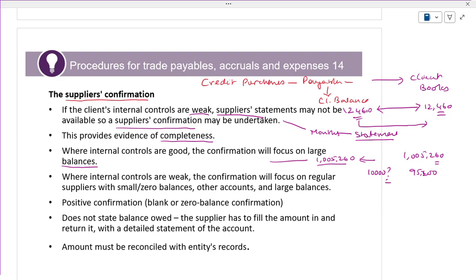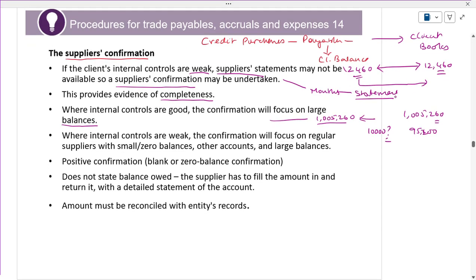When internal controls are good, the confirmation focuses on large balances. Where internal controls are weak, the confirmation focuses on regular suppliers, sometimes small balances, zero balances. That means we are not that particular about what is happening in the suppliers' transactions.